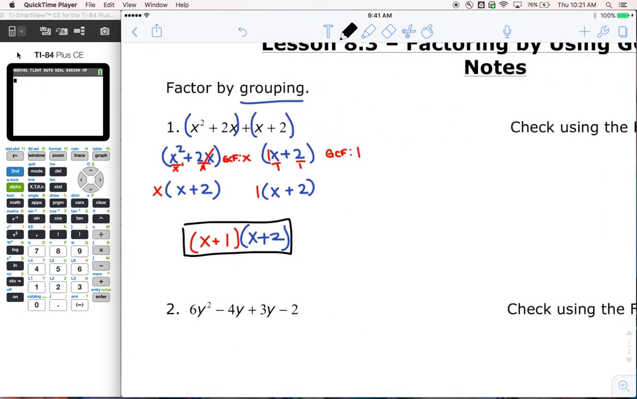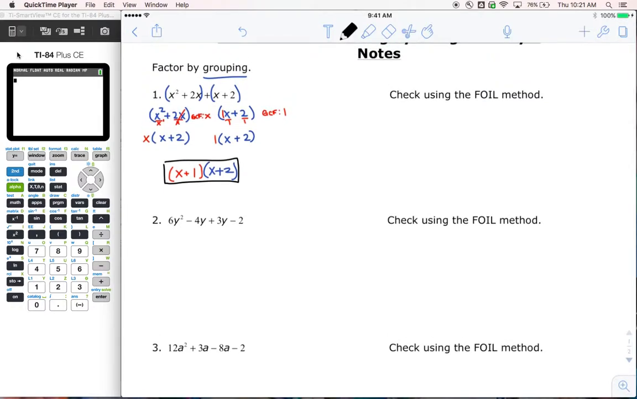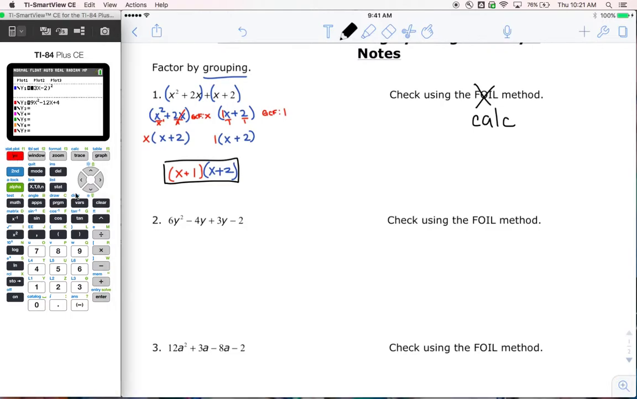All right, now it says to check using the FOIL method. I'm going to check using the calculator method, because I think that's foolproof and just really super simple. So let's go to y equals. We're going to clear out whatever's in there, and I'm going to put in what I started with. So I started with those 4 terms. I had x squared plus 2x, and then I had plus x and plus 2.